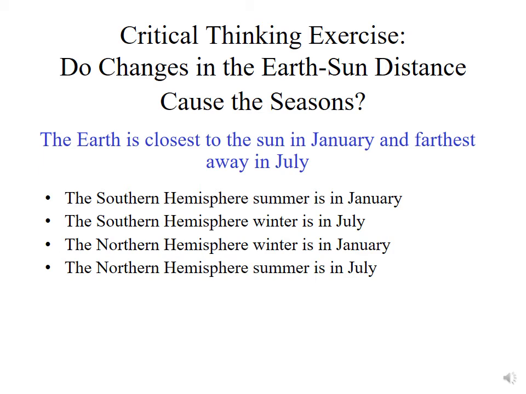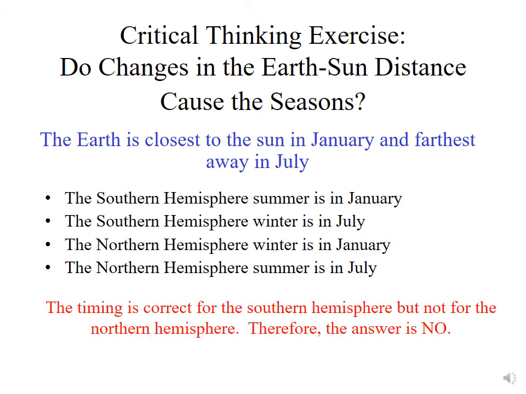However, the Northern Hemisphere winter is in January. So in our winter season, we're actually closest to the Sun, and the Northern Hemisphere summer is in July, so in the Northern Hemisphere summer, we're actually furthest away from the Sun. So the timing of this is correct for the Southern Hemisphere, but not for the Northern Hemisphere. So the answer really has to be no, the changing Earth-Sun distance is not responsible for the seasons.